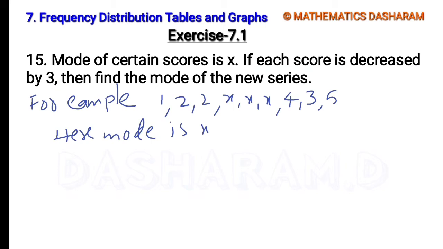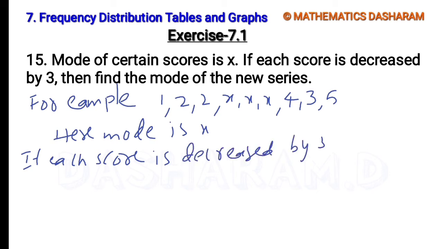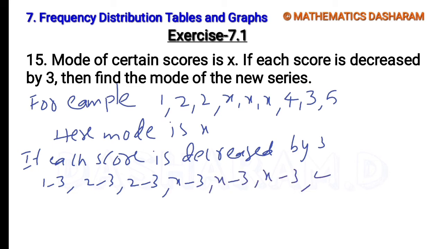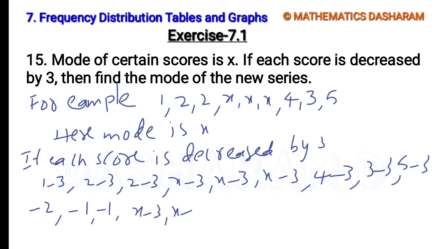So then what will happen? The observations, if each score is decreased by 3, so then let us decrease 1 minus 3, 2 minus 3, 2 minus 3, x minus 3, x minus 3, x minus 3, 4 minus 3, 3 minus 3, 5 minus 3. 1 minus 3 is minus 2, 2 minus 3 is minus 1, minus 1, x minus 3 as it is. Next 4 minus 3 is 1, 3 minus 3 is 0, 5 minus 3 is 2.